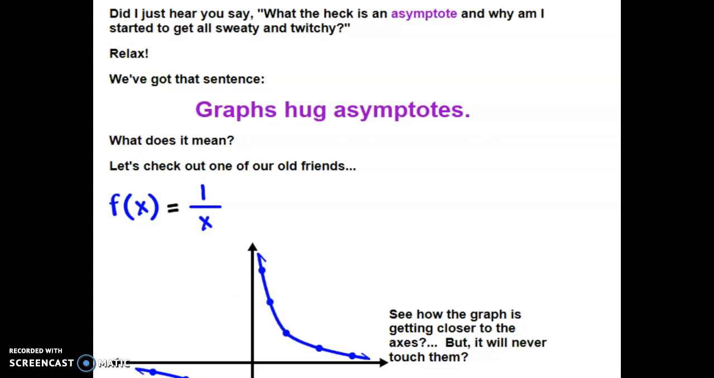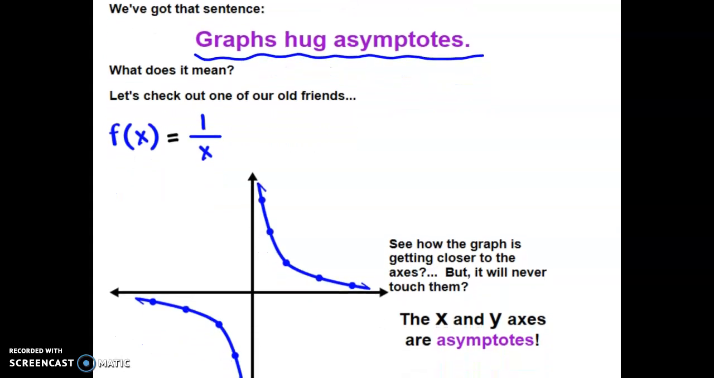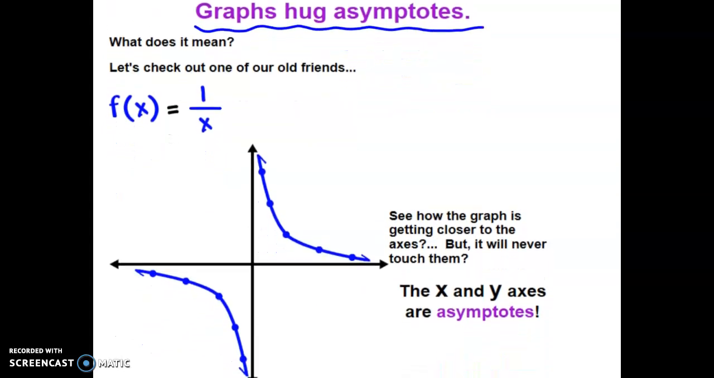Okay, now let's take a look at asymptotes. So I'd like you to write asymptote and then this little sentence behind it, that graphs hug asymptotes. So again, what that means is that your graph is going to curve toward your asymptote lines and get really, really close. Okay? Graphs hug asymptotes.